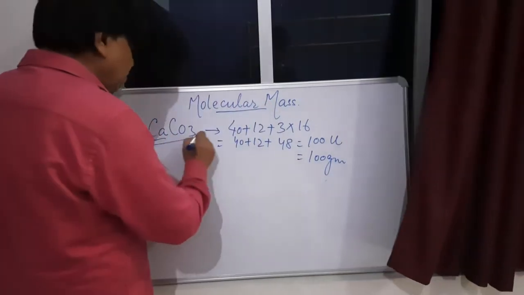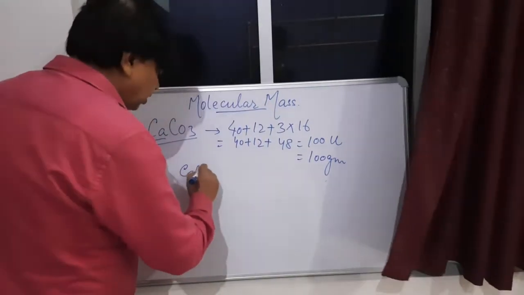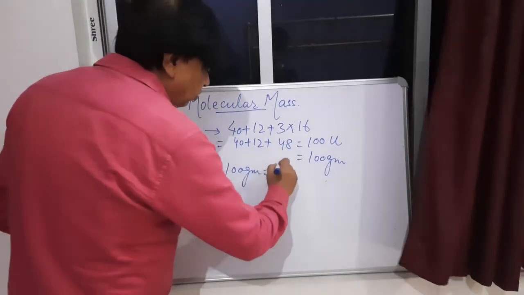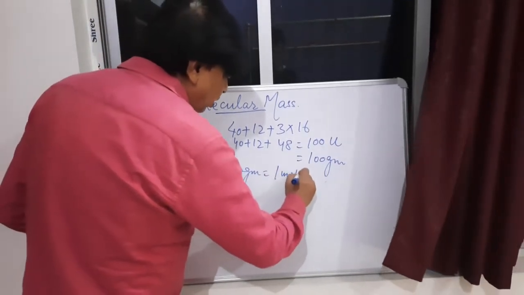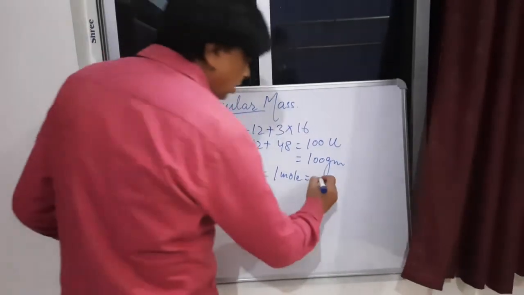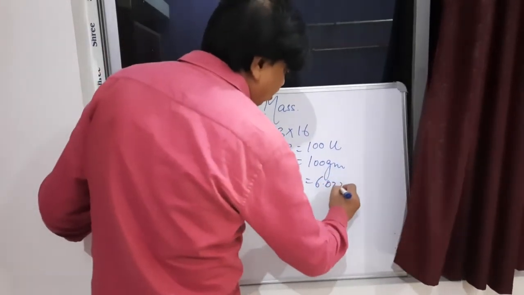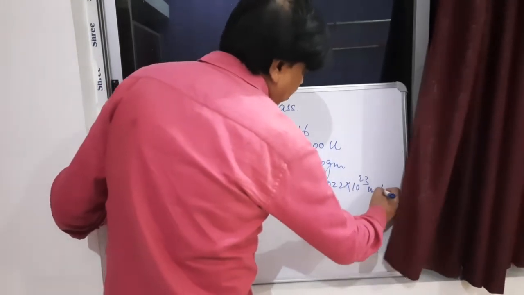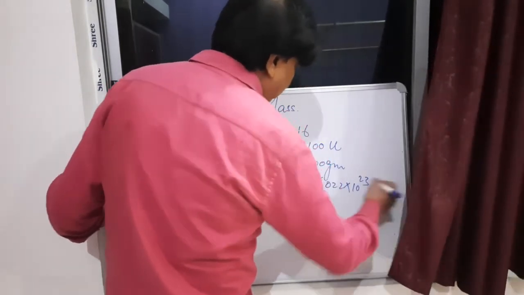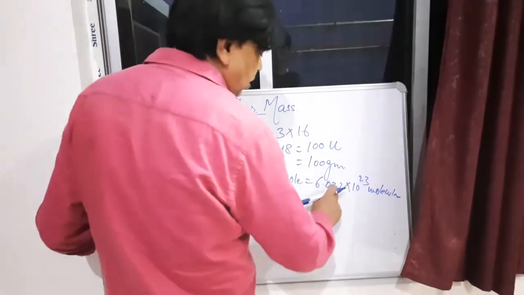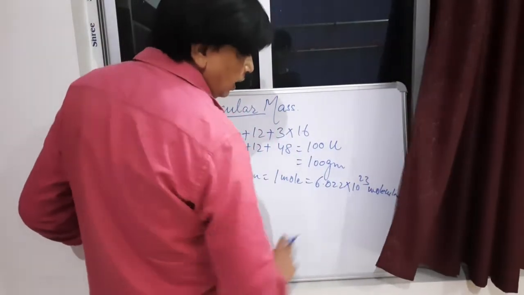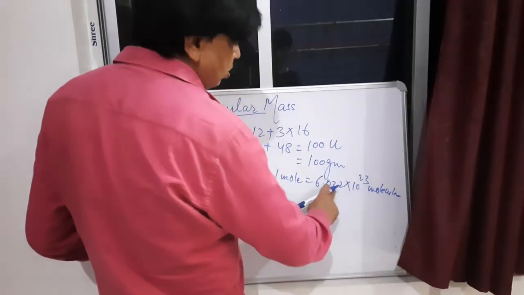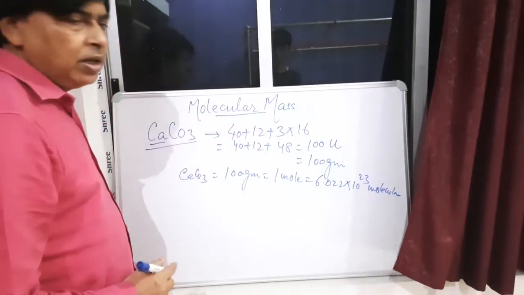This is the formula mass of CaCO3, that is equal to 100 gram, and it is equal to 1 mole. 1 mole of the compound is equal to 6.022 into 10 to the power 23 molecules. If it is an element, then it will be equal to 6.022 into 10 to the power 23 atoms, and if it is a compound, then it is equal to 6.022 into 10 to the power 23 molecules.